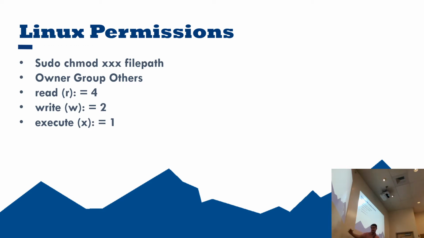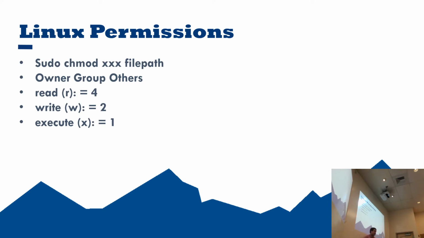The first is 0 or 1 for whether or not they have execution privileges. The second is still a 0 or a 1, and it's for write. And then the third, of course, is for read. And that's, anyone want to take a guess? 0 or 1, exactly right.